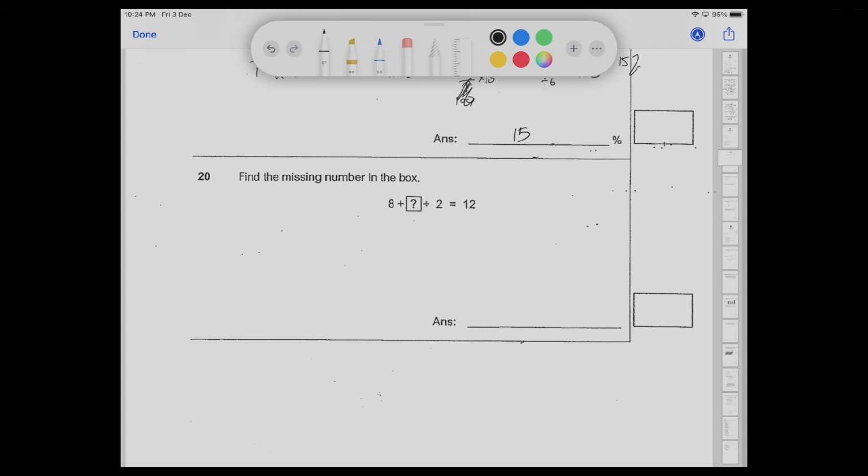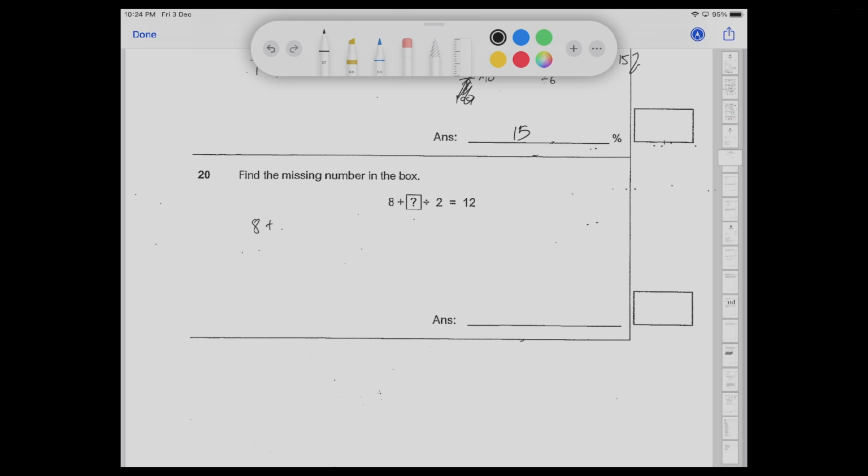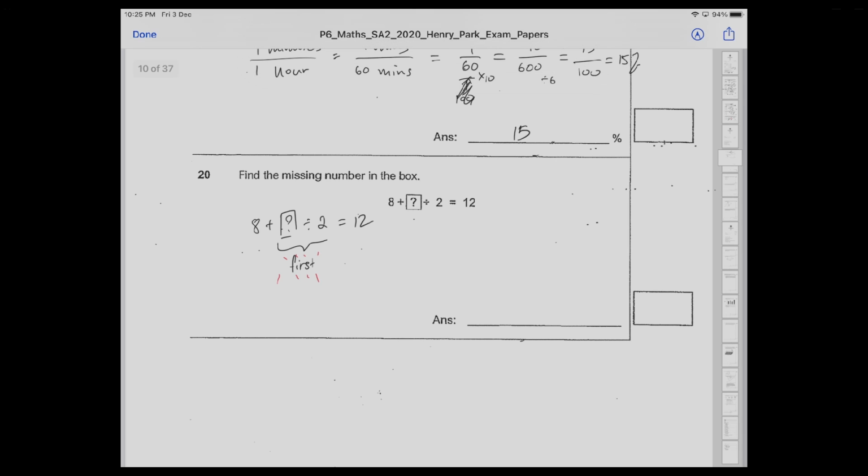So here, it's very important that you know your BODMAS rules. 8 plus this number divided by 2 is 12. By your BODMAS rules, you always do your division first, right? This is the most important. Always do this first, don't do the addition. If you do 8 plus this question mark, take that whole thing, divide by 2, that's wrong. You don't do addition first, you do division first.